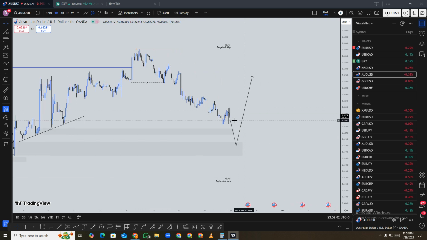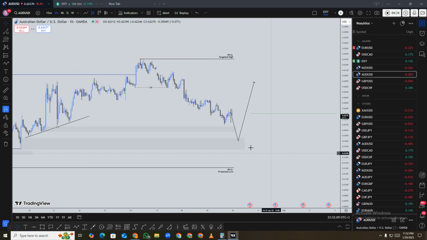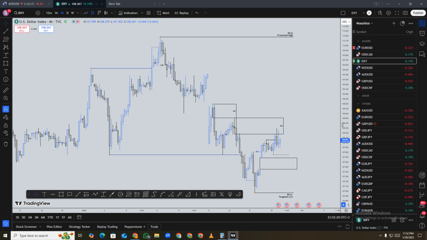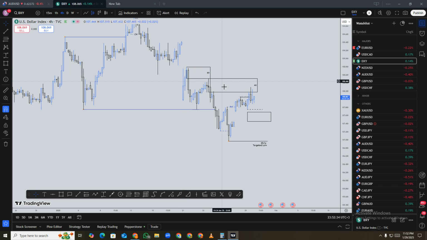So with that in mind, where can we look to get involved? Right now, I'm a trend trader, and until the market gives me that signal that we want to buy, I'm staying away from this market. Now, looking at the DXY, you can see we have these volume imbalances that have been left out of the market, and we also have this one.